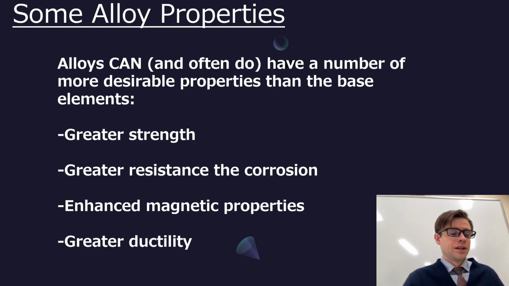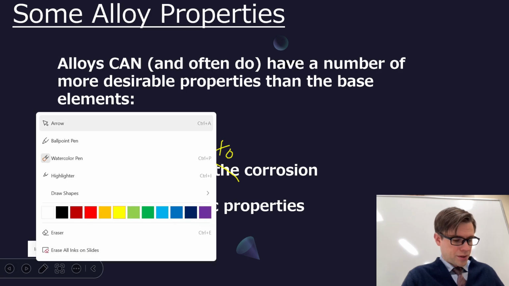So some alloy properties. Alloys can and often do have a number of more desirable properties than the base elements. They have potentially greater strength in terms of forces being applied. Can it resist those forces? Greater resistance to corrosion. So they may not oxidize or corrode as much or as quickly. Enhanced magnetic properties, greater ductility, so might be able to be reshaped or pulled into wire shapes more easily. So these are possibilities and often the case.